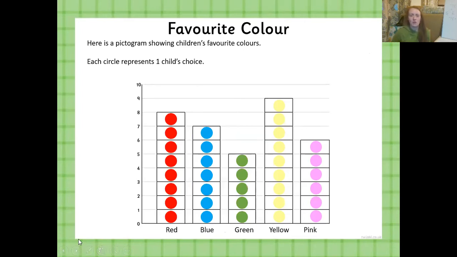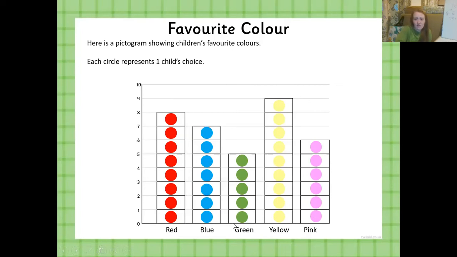Here is a pictogram showing children's favourite colours. Each circle represents 1 child's choice. So you can see here again, you've got the scale up the side in 1s. And if I go across from number 1, there's one person that likes red, one person that likes blue, one person likes green, one person that likes yellow, and one person that likes pink.